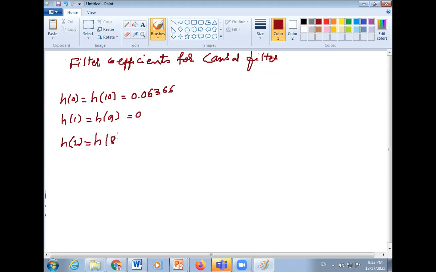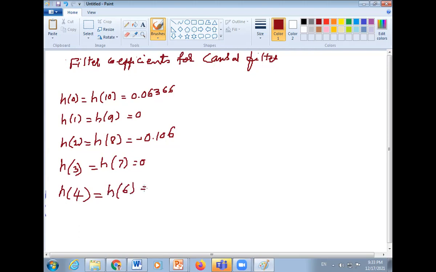0.106. Then h of 3 is equal to h of 7, which is equal to 0. h of 4 is equal to h of 6, which is equal to 0.3183, and lastly we have h of 5 is equal to 0.5.